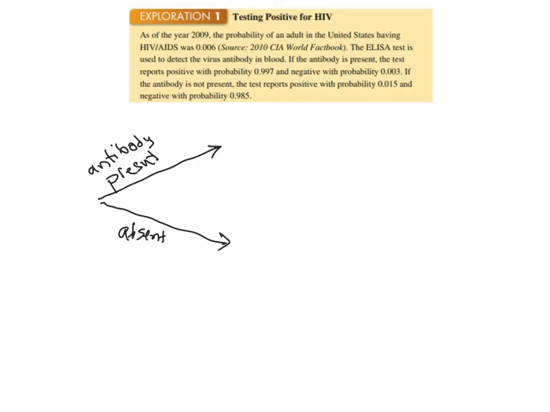My first branch is whether the antibody is present or absent. We'll assume that anyone with HIV/AIDS would have the antibody present. From the data, 0.006 have the antibody present, which means that 0.994, or 99.4% of the people, do not have the antibody. At this point, the test either comes out with a positive or a negative result.